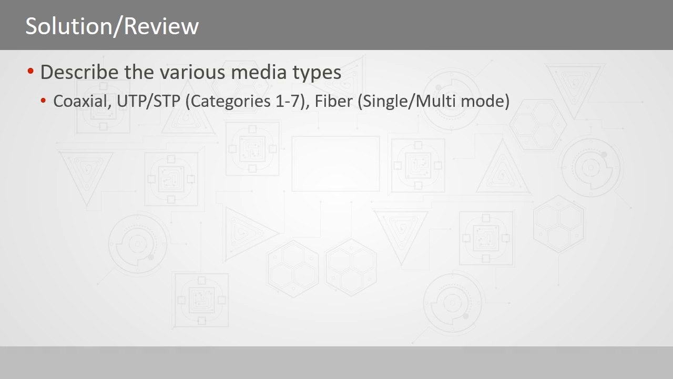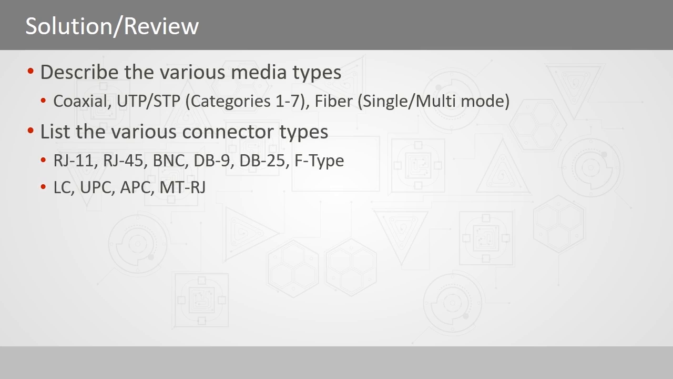All right, so to review, we first asked to describe the various media types, and we saw coaxial, unshielded twisted pair, and shielded twisted pair in categories ranging from 1 to 7, which we'll also recap in a moment, but they were the copper types of media. Then we also saw fiber, which was available in both single and multi modes.